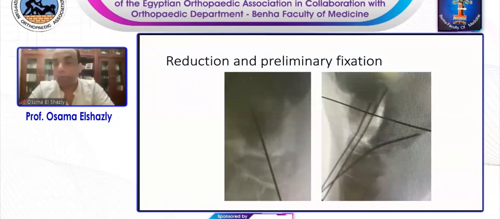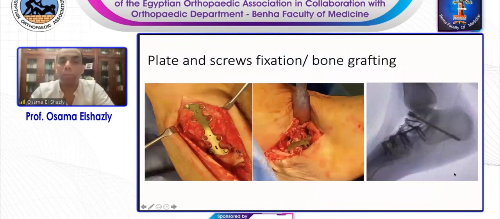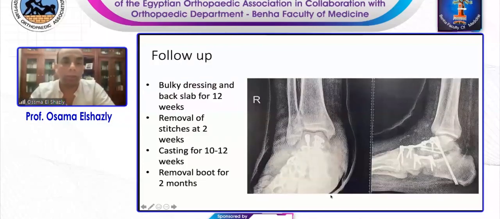Then we have to reduce; I have to bring the talonavicular angle back to normal, also the calcaneocuboid. I make preliminary fixation with K-wires, and then definitive fixation using plates and screws, and I put bone grafting for enhancing healing. Post-operatively, we put these patients in a bulky dressing and back slab, and we remove stitches at 2 weeks. Then we put a cast for the patient. The most important thing is that the patient should be non-weight bearing on this side for at least 3 months.